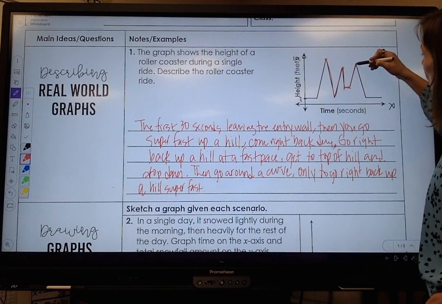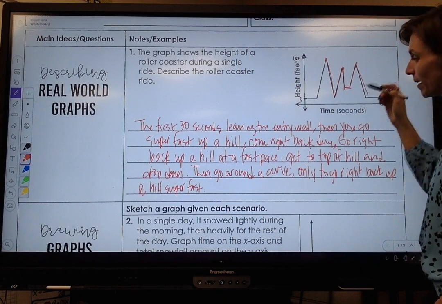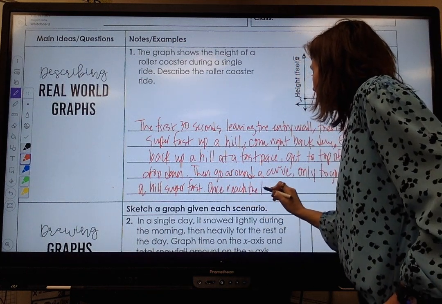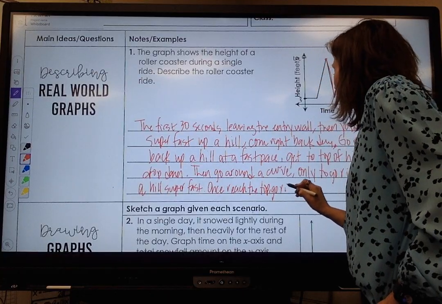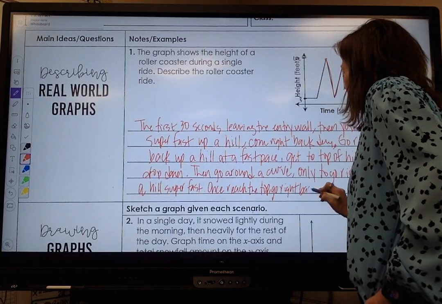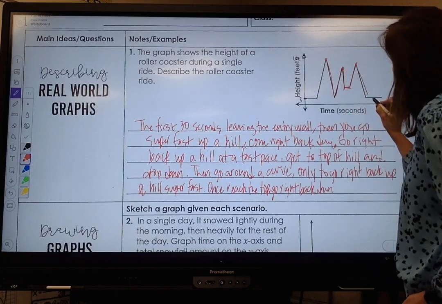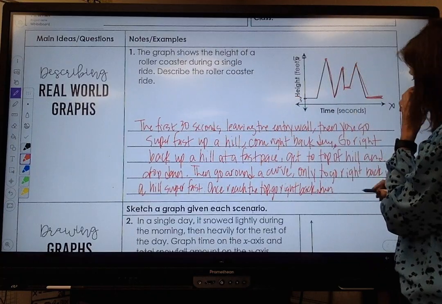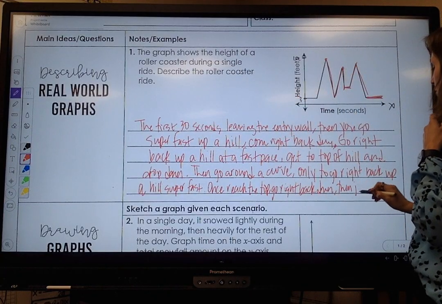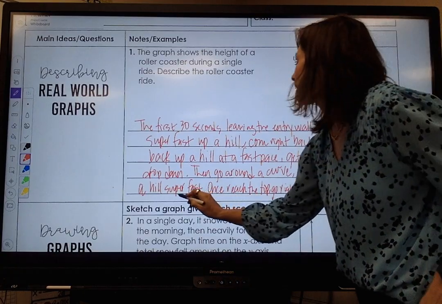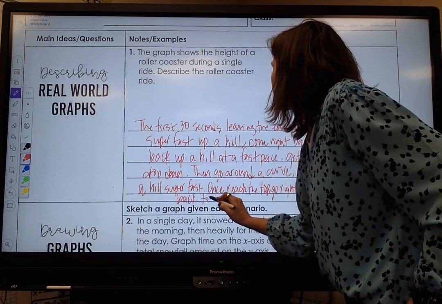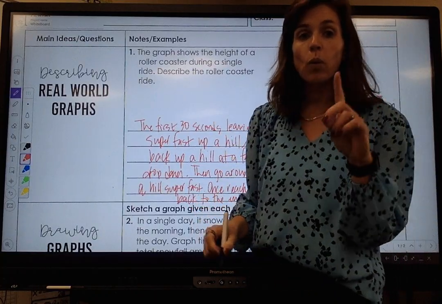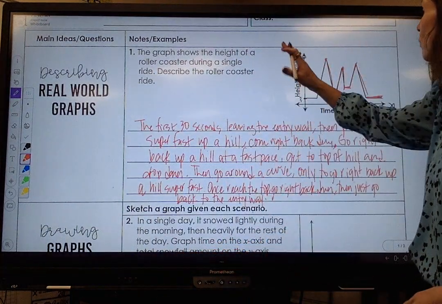And then once you reach the top, you go right back down. And then it's staying the same height, so then you just smooth back into the entryway. Then just go back to the entryway. So that could be one way to describe this graph in paragraph form, as a roller coaster.